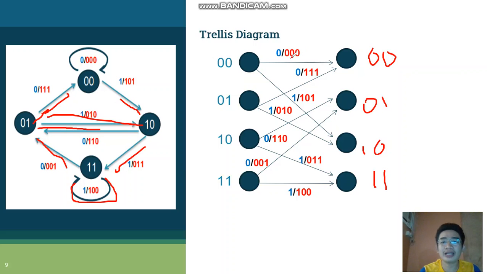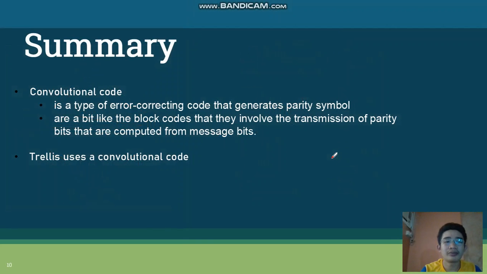We will always label this to easily identify the outputs of the given diagrams or the given convolutional codes. Summary: a convolutional code is a type of error correcting code that generates parity symbols. Second, like block codes, they involve the transmission of parity bits that are computed from message bits. And last, the tree-list uses convolutional codes.